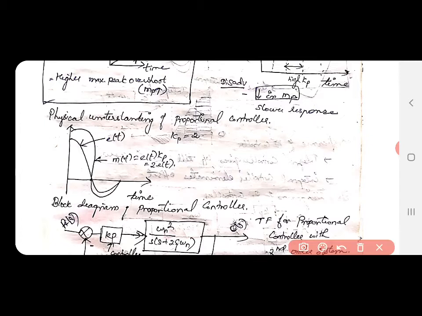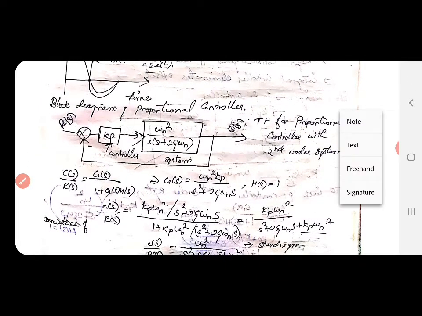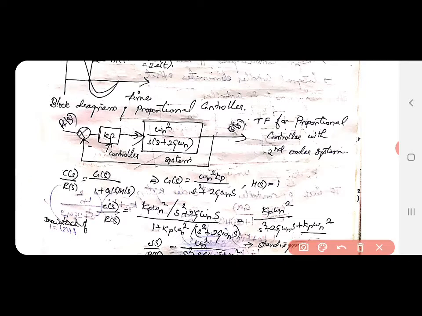Then we can see the physical understanding of the proportional controller, e(t) and m(t). Then we should see the block diagram of the proportional controller. Here R(s) is the input, KP is the controller, and this is the system equation omega n squared by s squared plus 2 eta omega n s. Then we write C(s) by R(s) is equal to G(s) by 1 plus G(s)H(s).